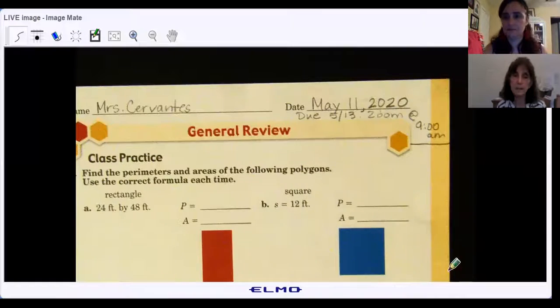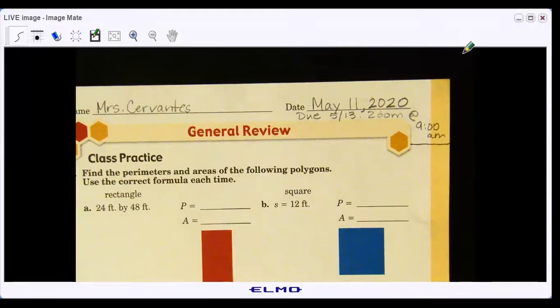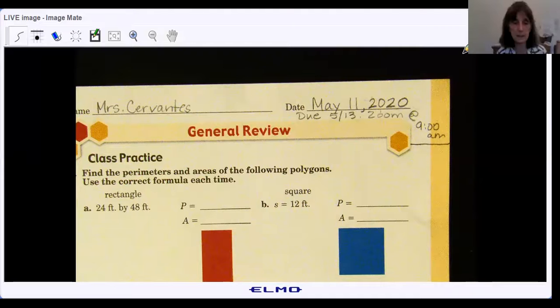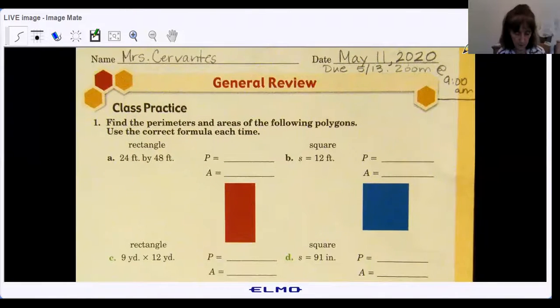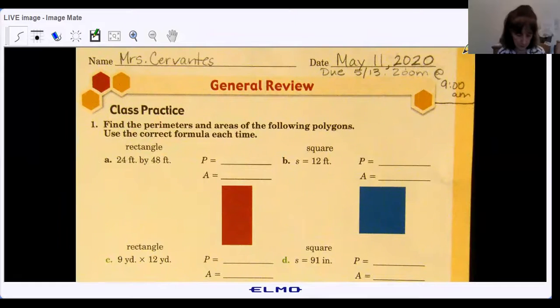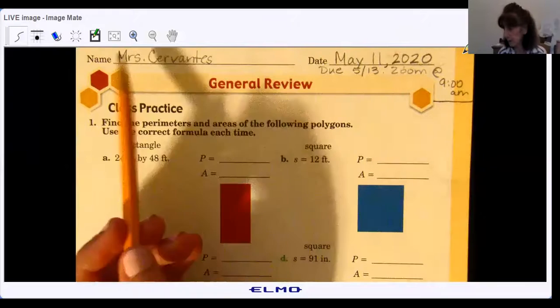All right, my darlings, I am going to share screen. Okay, good morning, boys and girls. We're getting to the end of this. These are all review, like Mrs. Cervantes said, so you should know how to do this. I'm going to do one each with you of the area and the perimeter, and then I think you can be on your own for the rest of it, because you should know all this.